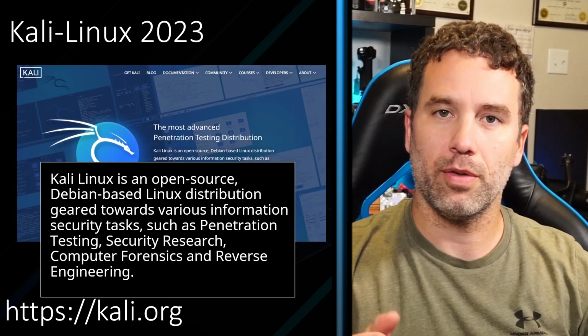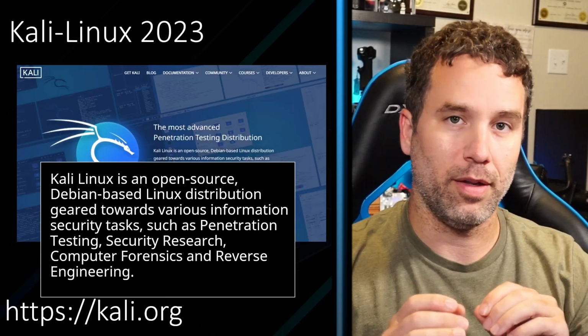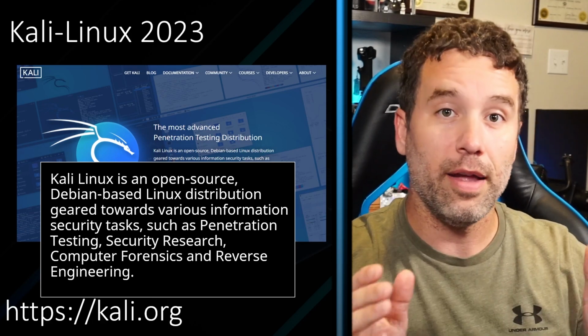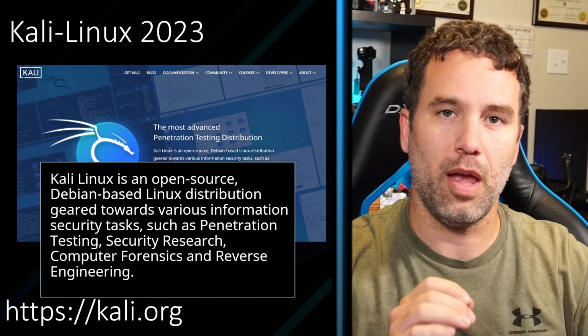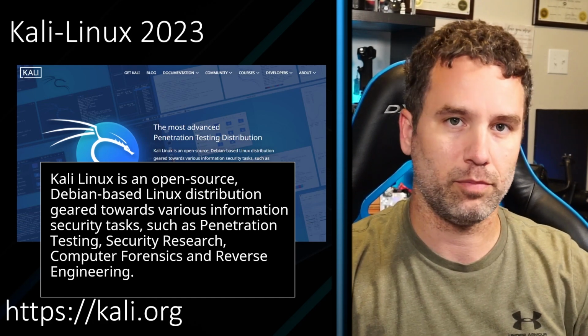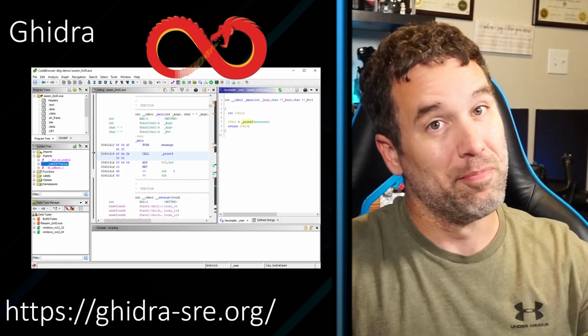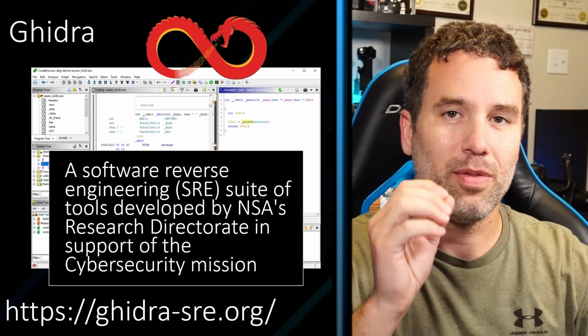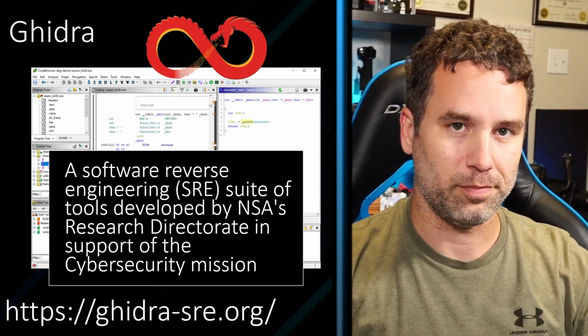Unlike in my previous videos, this time I will be using Kali Linux as my development environment. This will allow me to use Ghidra and create the payload using MSF Venom for testing. And of course, I will be using the Ghidra software reverse engineering suite, namely the emulator portion of it.